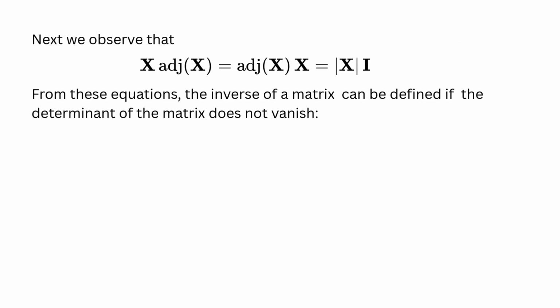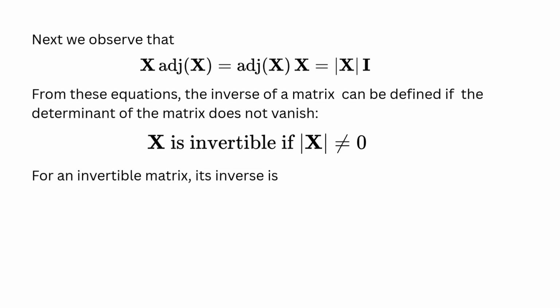Next, we observe the relations. From these equations, the inverse of a matrix can be defined if the determinant of the matrix does not vanish. A matrix for which its determinant does not vanish is called non-singular or invertible. If X is an invertible matrix, then its inverse matrix is.